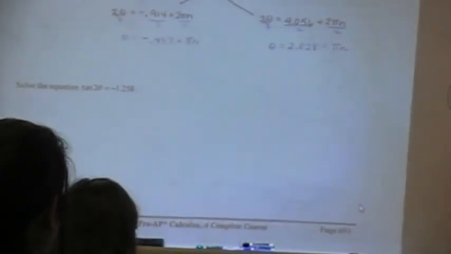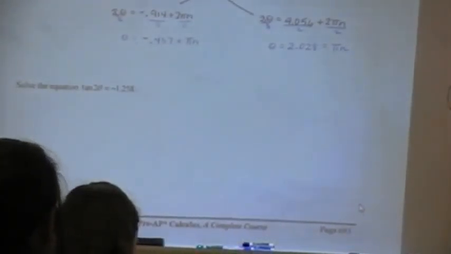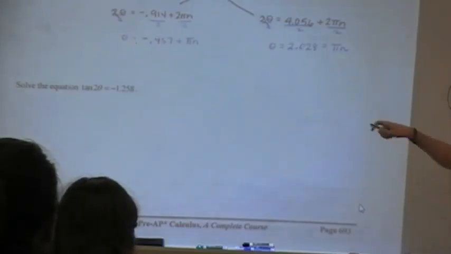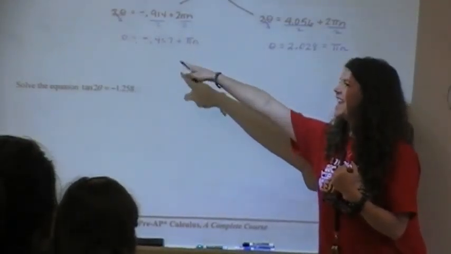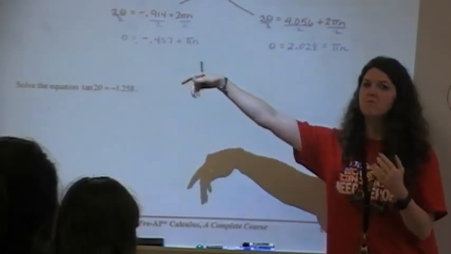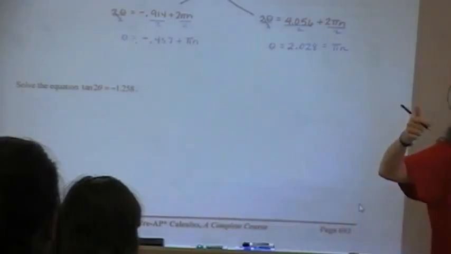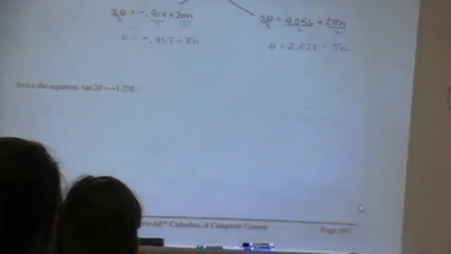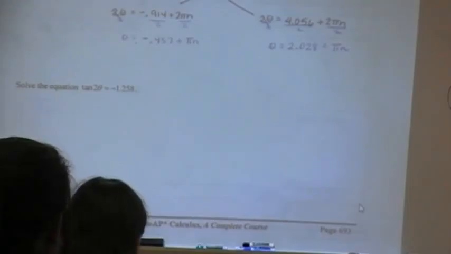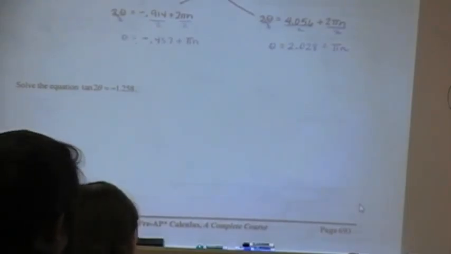Alright, now I'm looking for all of the answers that fall between 0 and 2 pi. So you start with plugging in 0. And when I plug in 0 to this first one, I get negative 0.457. I don't need that, because that's not in my interval. But I am going to do negative 0.457 plus pi times 1.